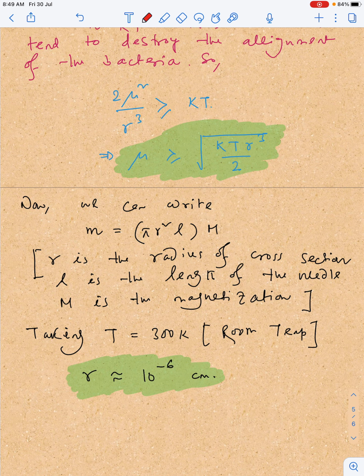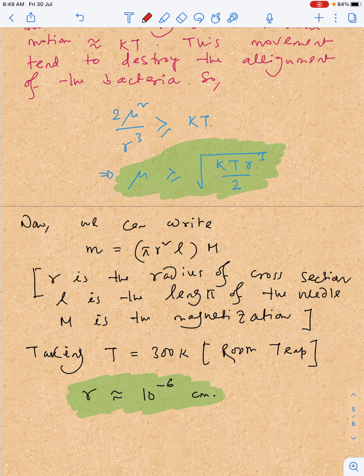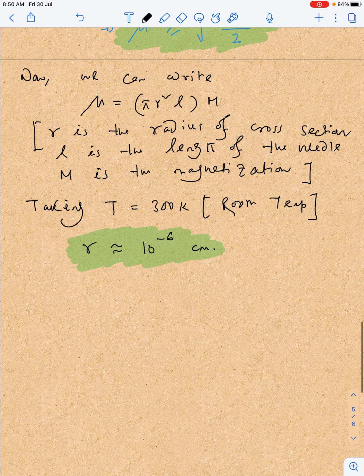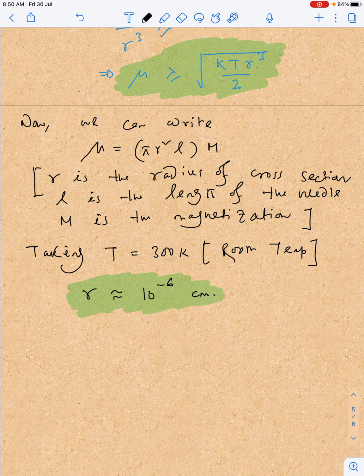Now this small m that I have written as the mu vector, I will change to mu since I have taken it to be mu. So mu is equal to pi r square L into m, where L is the length, r is the radius of the cross section, and m is the magnetization vector, correct? Taking T equal to 300 Kelvin at room temperature, I can calculate the value of r here because everything else is given and the standard value of m will be supplied. r comes to be 10 to the power minus 6 centimeter, correct?